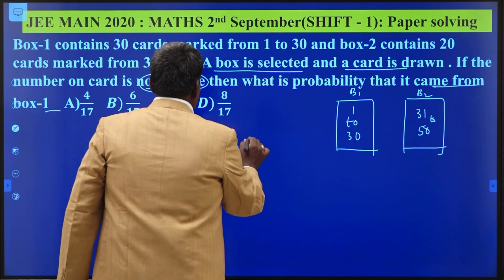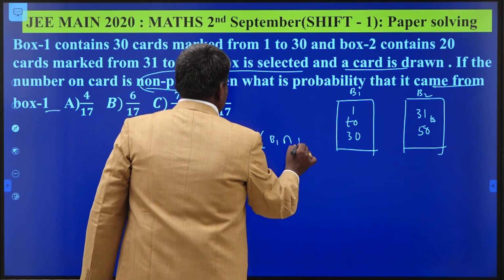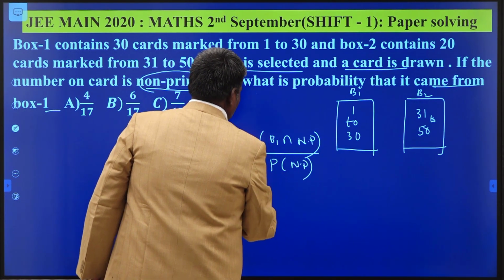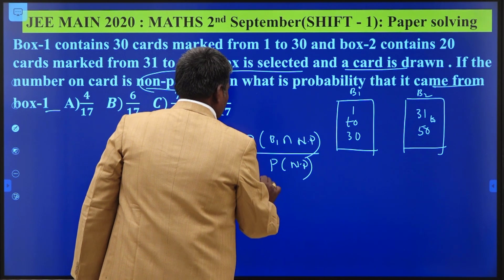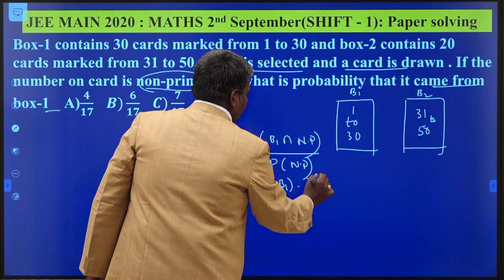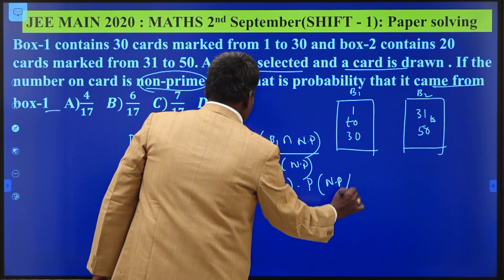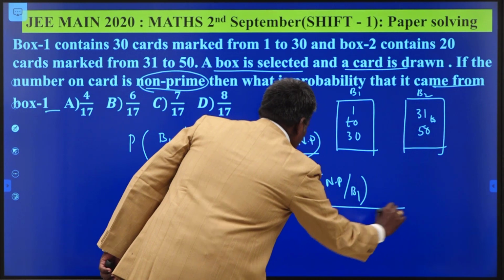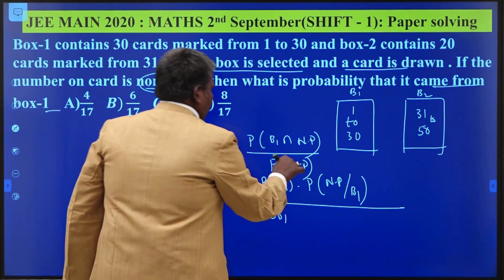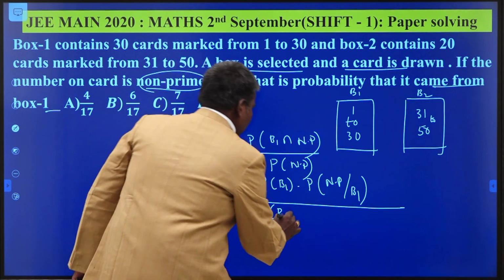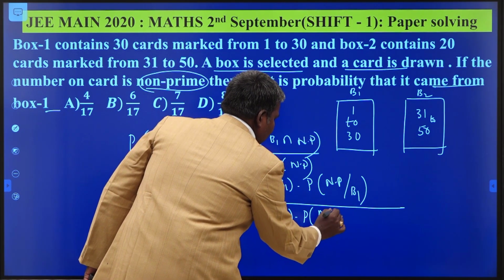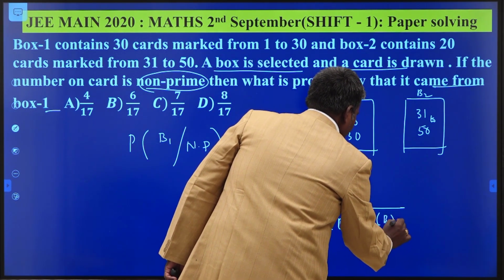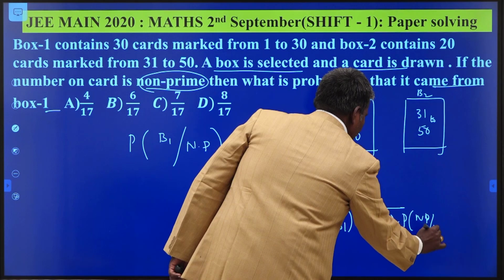This is nothing but probability of B1 intersection non-prime by probability of NP. That means it is nothing but probability of B1 into probability of NP by B1. After getting box 1, we have to select a non-prime number. Whole divided by probability of NP. To get non-prime, it is from either box 1 or box 2. Probability of B1 into probability of NP by B1 plus probability of B2 into probability of NP by B2.